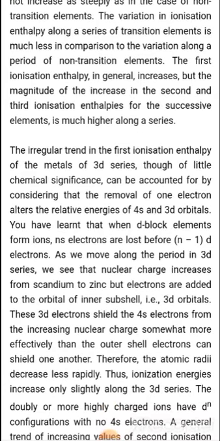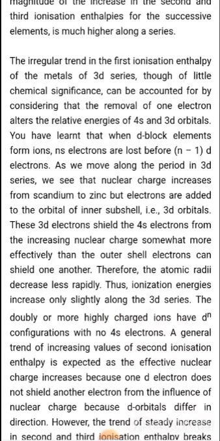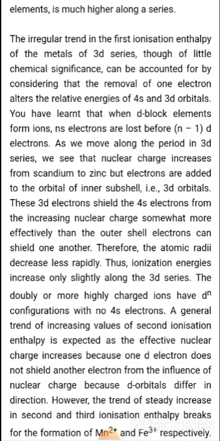So the irregular trend in the first ionization enthalpy of the 3d series, though of little chemical significance, can be accounted for by considering the following. There is a lot of irregular trend in the first ionization enthalpy for the 3d series metals. Why? Because we have to remove electrons from 4s as well as 3d, but the electron has to be removed from the 4s first rather than 3d.